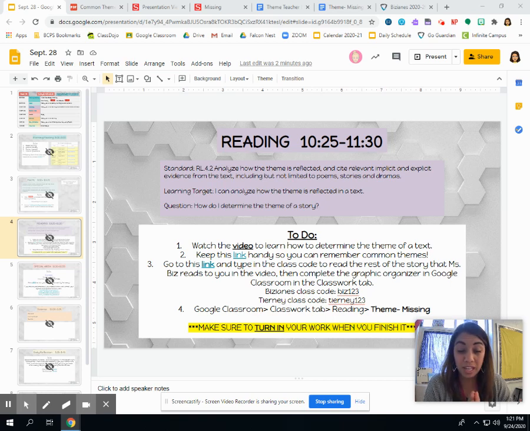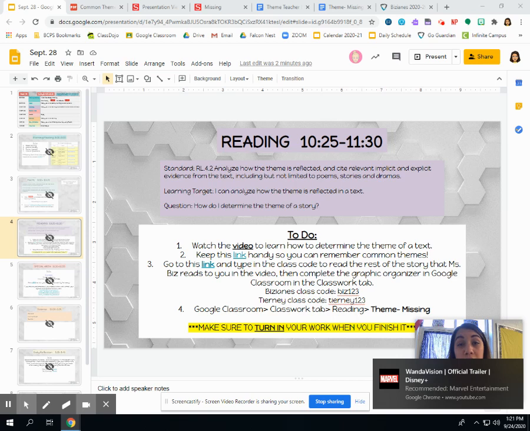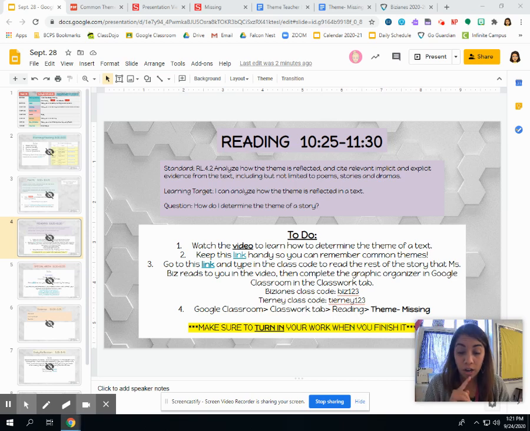So with theme, we can actually use inferring to help us. It's never going to go out and just say the theme of this story was, but we can use inferences to help us figure out the theme. We can infer feelings and traits of characters. We can infer the meanings of unknown words. We can use inferences for lots of things to help us figure out theme.